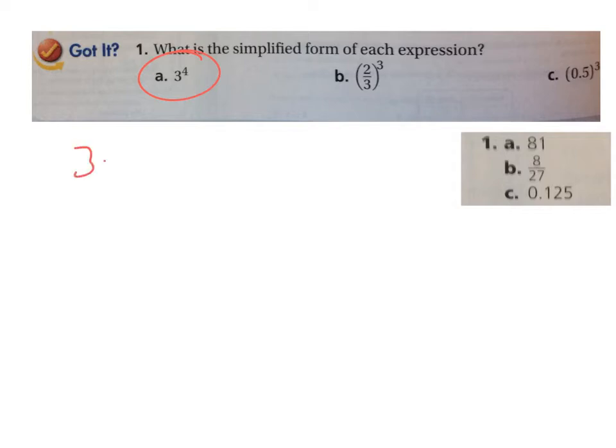That means 3 times 3 times 3 times 3, right? 3 times 3 is 9, times 3 is 27, times 3 is 81.